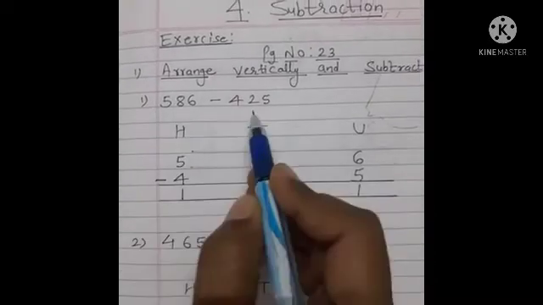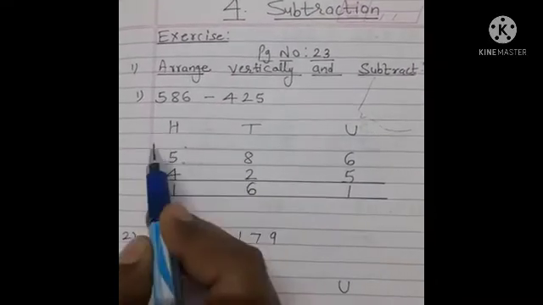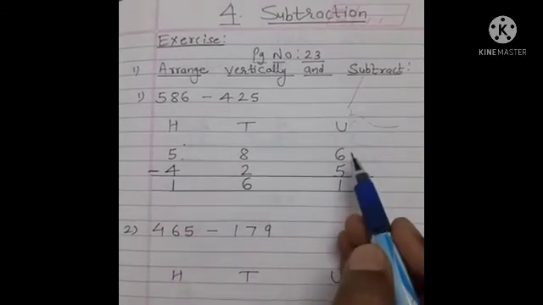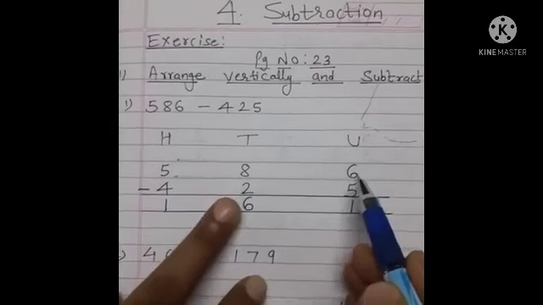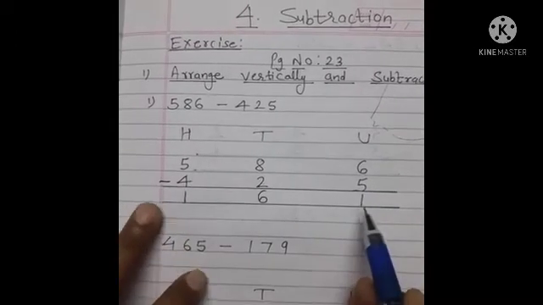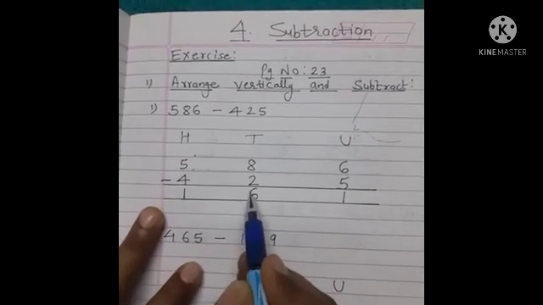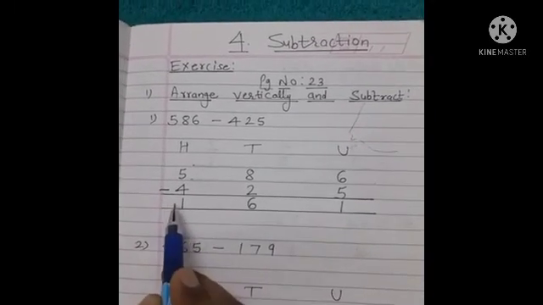First you have to write the question, then leave one line, write unit, tens, 100, keep a gap. And you have to write very neat and clean. Copy the question: unit place 6, tens place 8, 100 place 5 and the minus sign. Then write 5 in the unit place, 2 in the tens, and 4 in the 100 place.